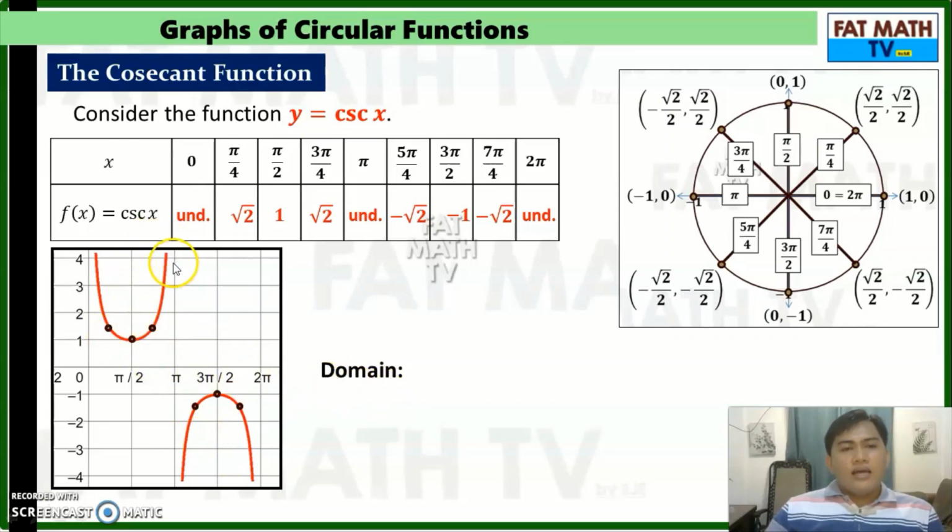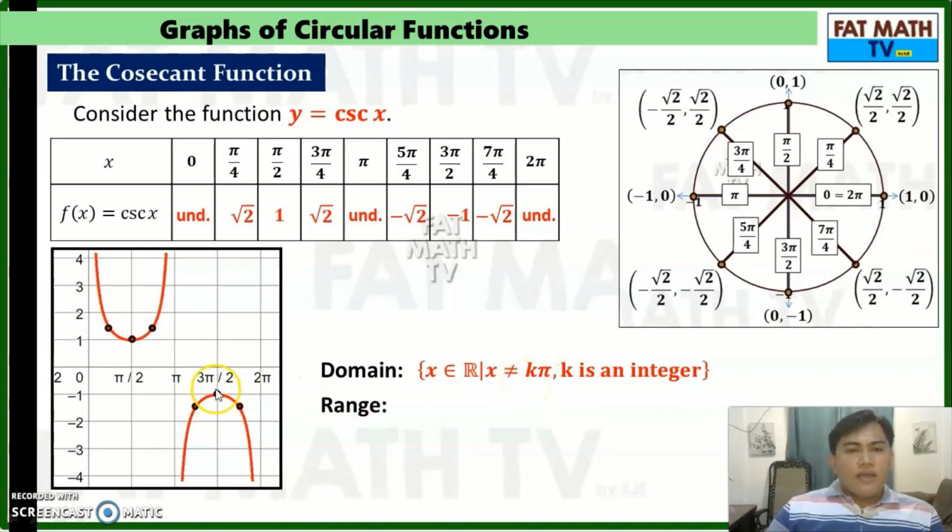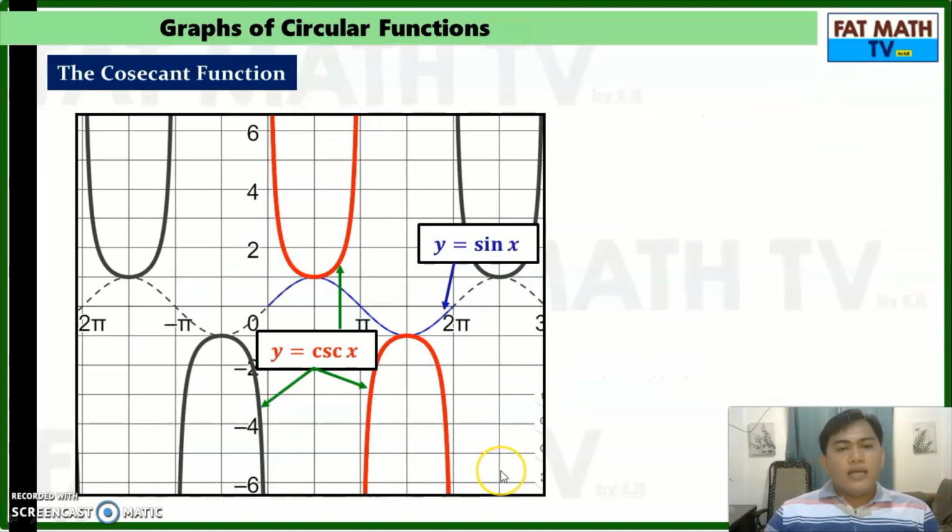So for the domain, we are not allowed to have values of x that are equal to 0, pi, 2 pi, negative pi, 3 pi, 4 pi, multiples of pi. So all multiples of pi are not included in the domain. So the domain is the set of all real numbers except multiples of pi. For the range, it can be any real number except those between negative 1 and 1. So negative infinity to negative 1, union 1 to infinity. And then for the period, that's 2 pi.